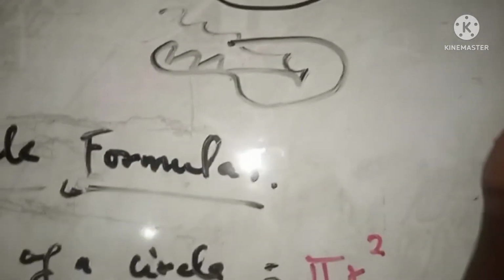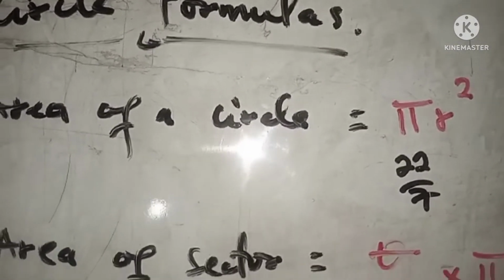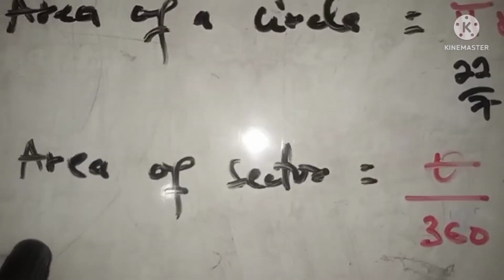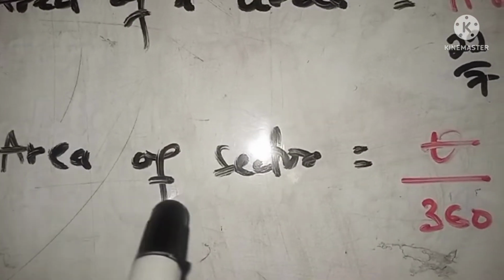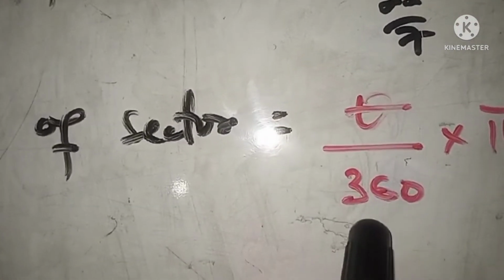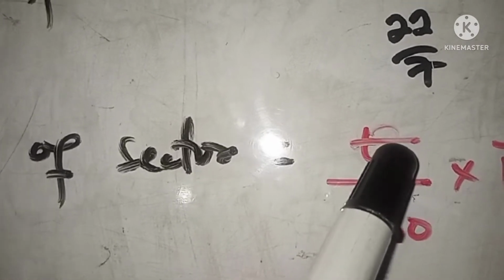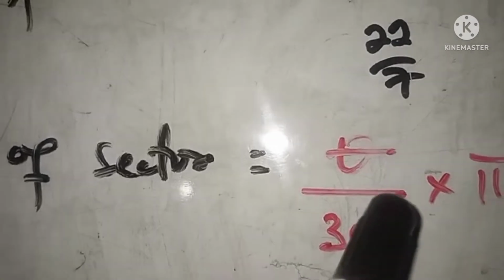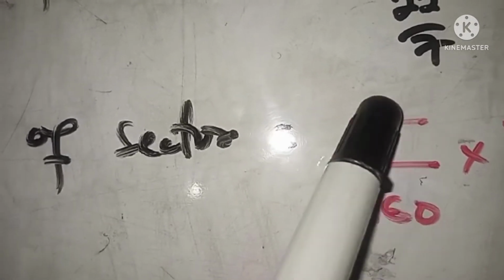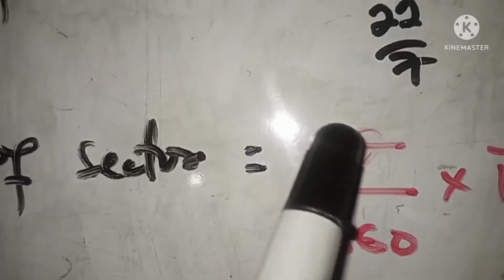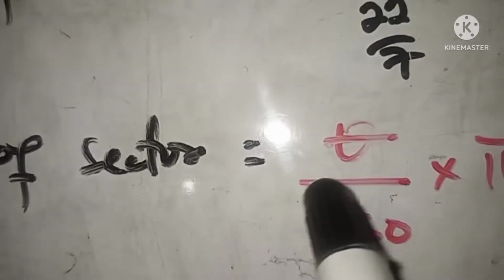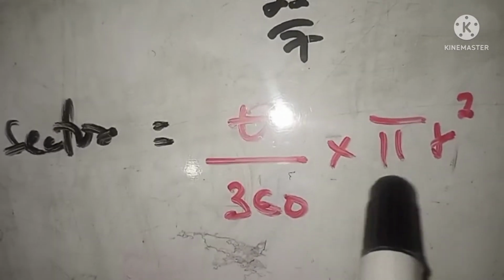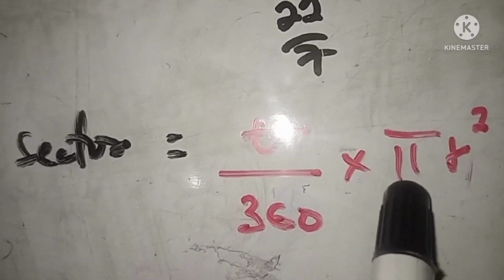Okay, now back to our formulas. The next one is the area of a sector. The area of a sector is theta over 360. This theta here is the angle. Any angle, all this will be given to you unless they ask you to find it. So theta can be any angle on that circle, multiplied by pi r squared. I've already explained this.